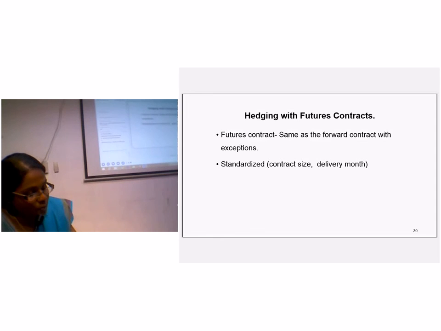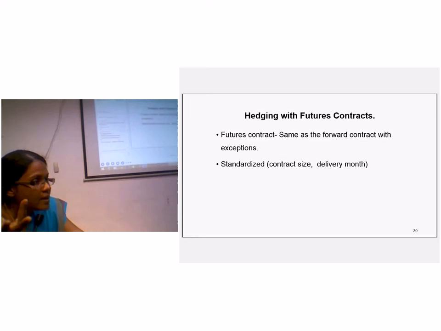In the next slide I have extracted some information related to this standardized component. The delivery month, that means the maturity date, is already decided. It may be April, May. Contract sizes: assume you are entering into an agricultural futures contract. If you buy one future, that one future includes 5,000 tons. You can buy one future on the futures exchange, but the amount is already decided. One future means 5,000 tons. You cannot enter into a contract to buy 5,525 tons. If that is the case, you have to buy two futures, 5,000 and 5,000. That size is standardized.